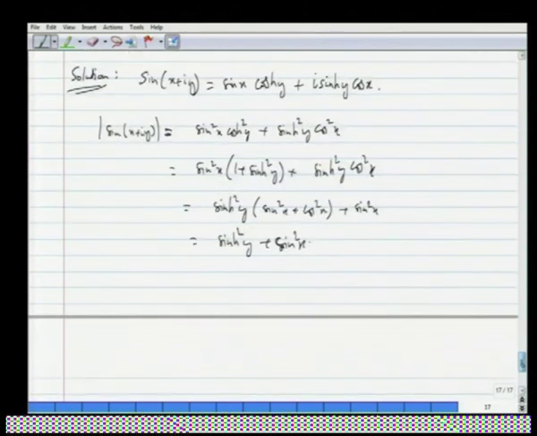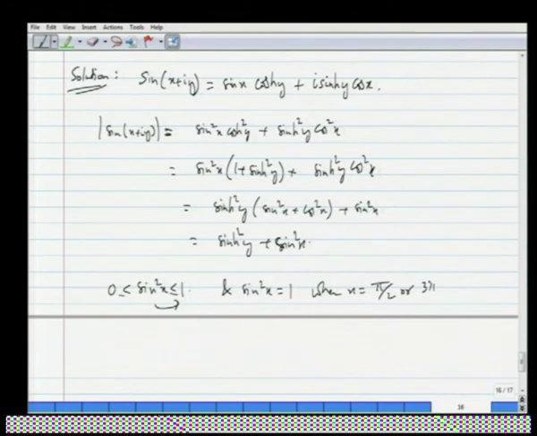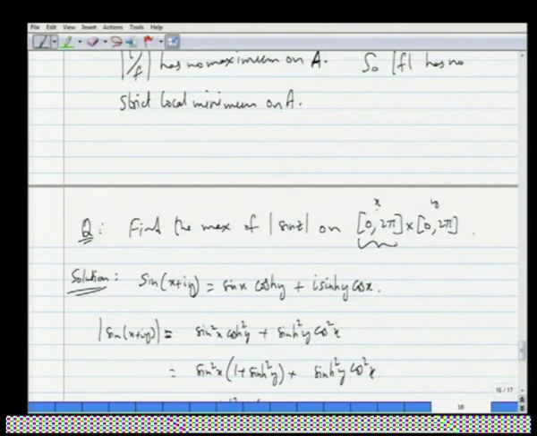Okay. So, now sine squared x we know is between 0 and 1. So, sine squared x is at most 1, and sine squared x is equal to 1 when x is equal to pi by 2 or 3 pi by 2, in this interval 0 to pi.